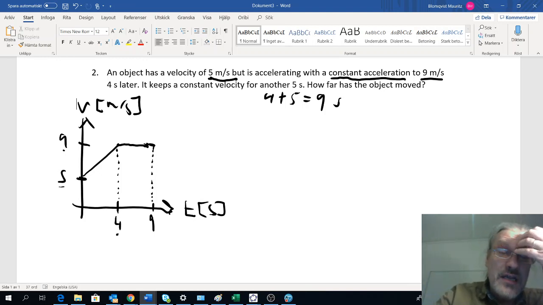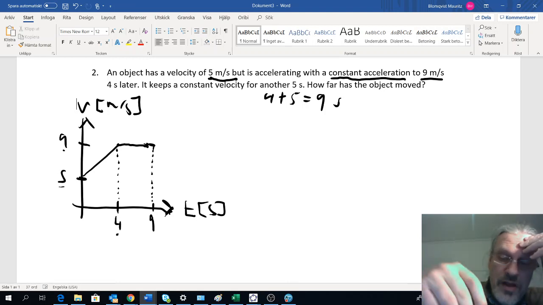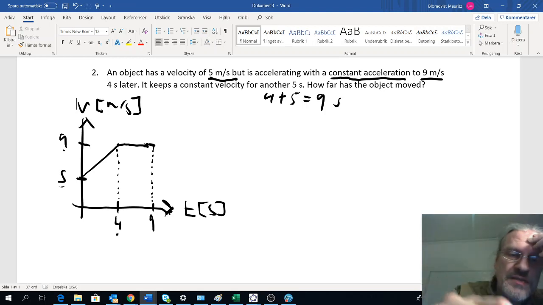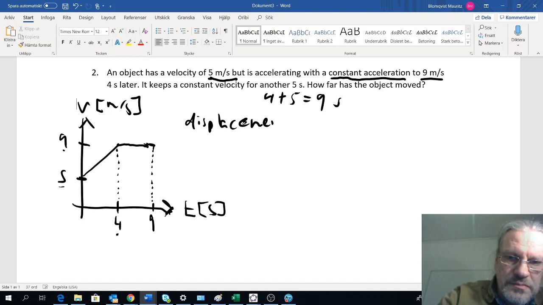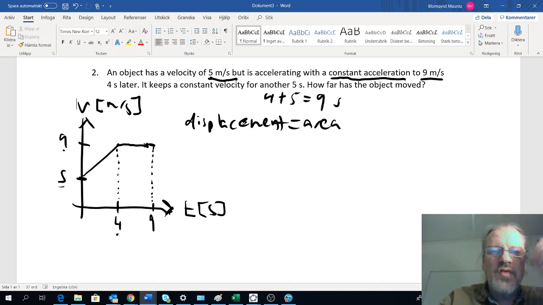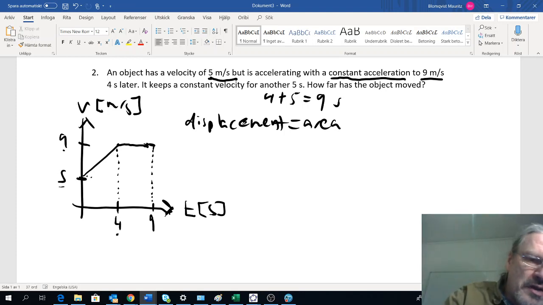Next, we know that in a VT graph, the area equals the displacement. Okay, so area is equal to displacement. And to find the area here, we could do it in several ways, but we could, for example, split this into these 3 areas, A, B, and C, right?